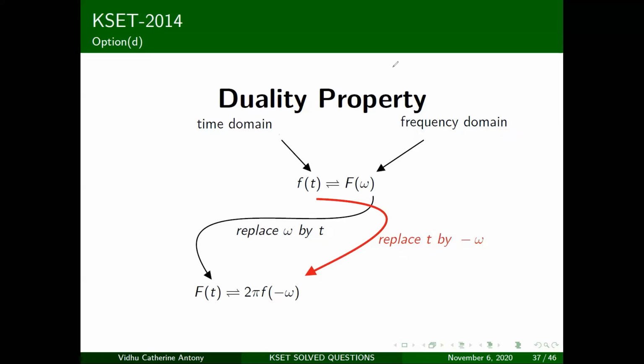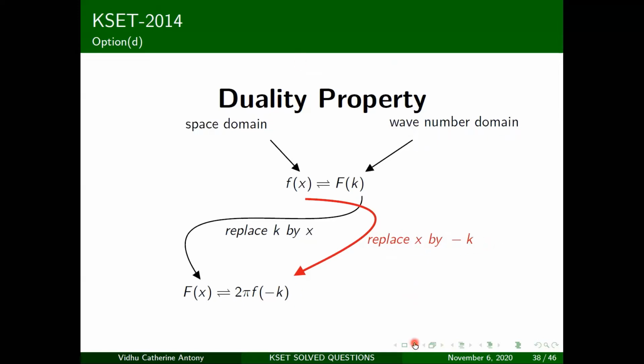Now I want to show you another way to write this Fourier transform. This is the space domain and wave number domain, or your wave vector domain. So the space domain is denoted as x, and you have a k here. You replace k by x, you replace x by minus k, and you do this. So these are the two ways you can describe what you mean by a Fourier transform. You're either going from the time domain to the frequency domain, or you're going from the space domain to the wave number domain. And this property, called the duality property, needs to be used in order to solve this question.